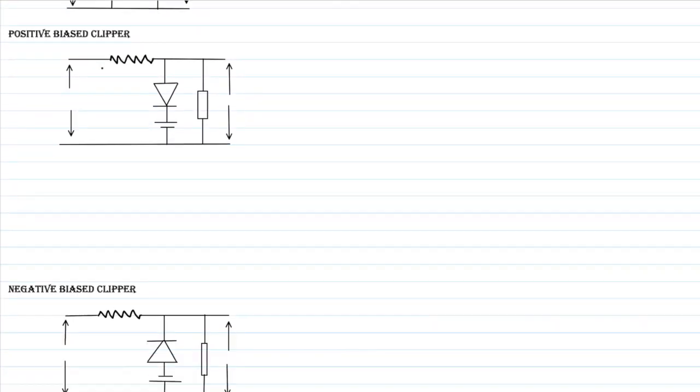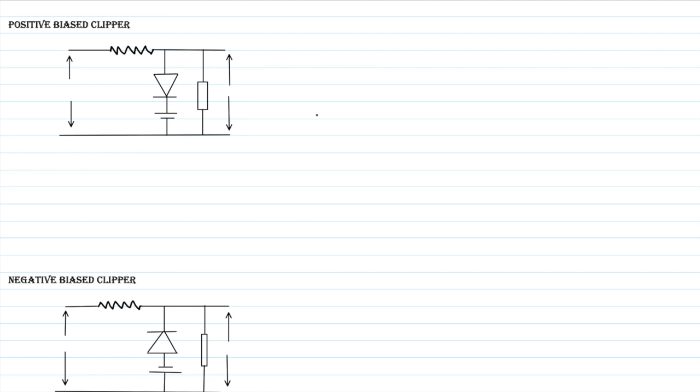What is this positive biased clipper? Positive biased clipper means the positive portion of the input signal is clipped or removed, but one thing is we will decide how much the positive signal has to be clipped by using this voltage, this battery. Okay, so this is the resistor, this is the diode, this is positive and this is negative. Okay, this is the output, this is the input signal starting at 0 volt.